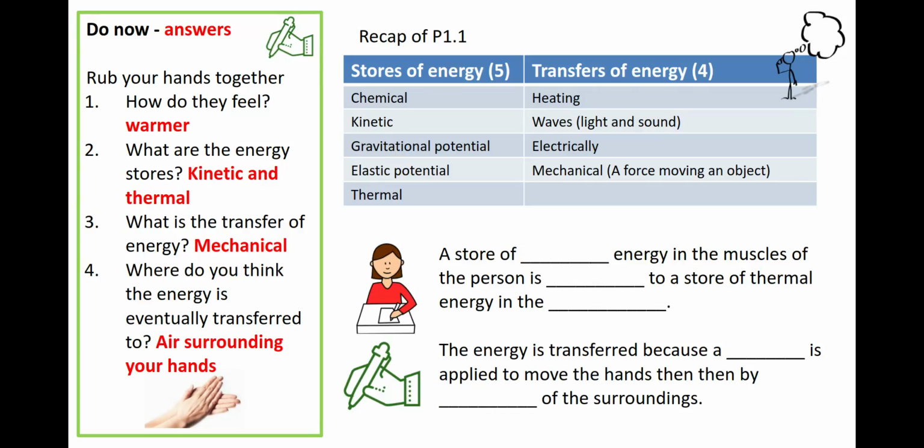So hopefully when you had a go at rubbing your hands together, they felt warmer. So you were moving your hands, so there's obviously going to be kinetic energy involved. And if they got warmer, then there's going to be thermal energy involved. And because of it involving movement, it was a mechanical transfer of energy. Okay, so the force, your hands were being forced and they were moving against each other. And eventually, even though your hands have got warm, that energy will be transferred to the surrounding air.